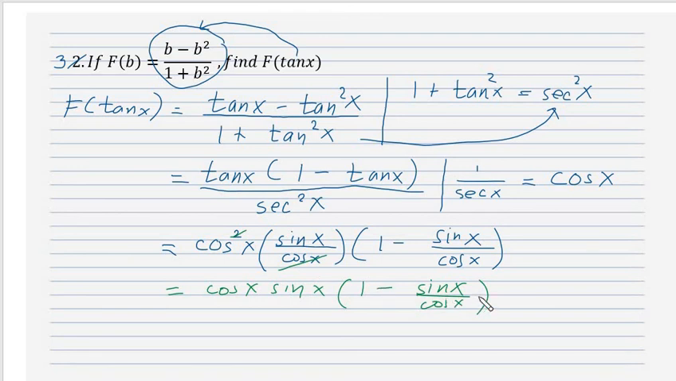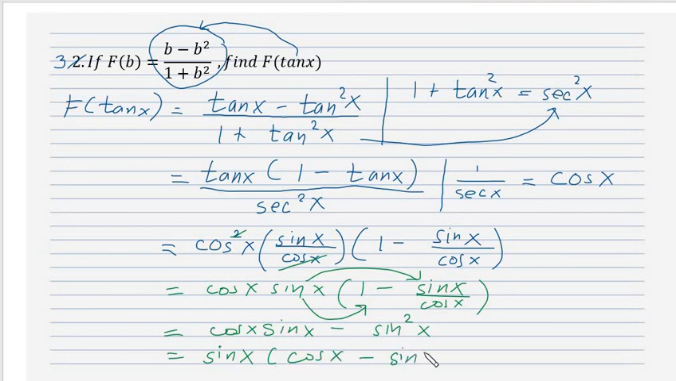And if we distribute that, it will be cosine x sine x times 1. Then if we distribute this term here, cosine cancels out, so we will be left with sine squared x. And then for our final answer, we simply factor out sine x. If we factor out sine x, we will be left with cosine x minus sine x. So that is our final answer.